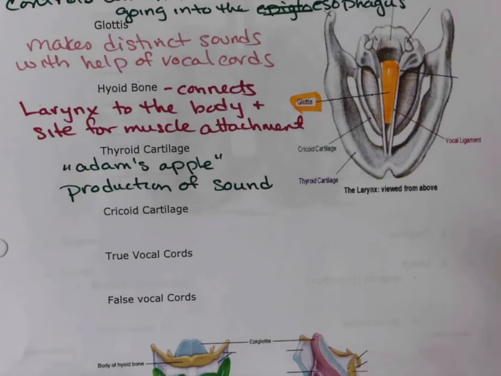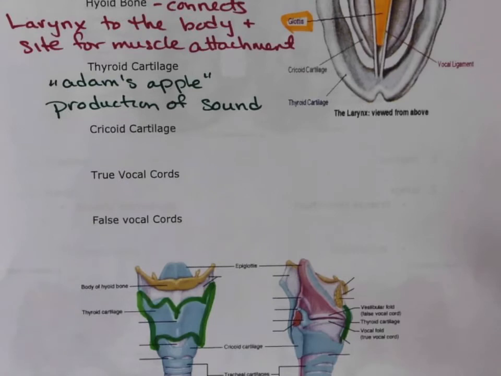The next little piece is the cricoid cartilage. Sorry, I did not grab enough highlighters. Oh, and blue is probably not a good color choice. Okay, we're going to go with pink.